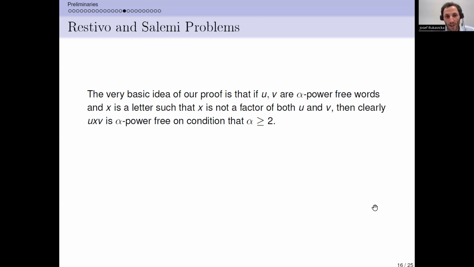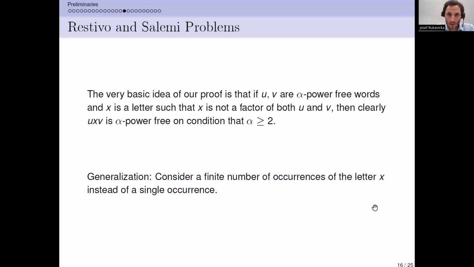Yeah, as I said, in the proofs there are many technical details, some careful observations of distances between the occurrences of the letter x and so on. I will not step into the details of the proof. I just wanted you to understand the basic concept of the proof. So as I said, I consider a finite number of occurrences instead of a single one.